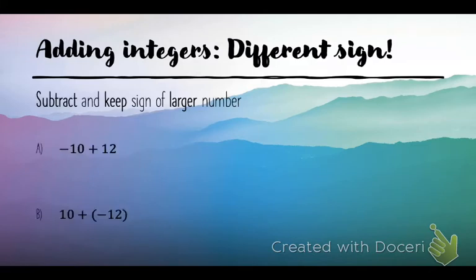Different signs. We subtract and keep the sign of the larger number. So, negative 10 plus 12 are different signs, so I'm going to subtract them. And so when I subtract them, I'm taking the bigger number minus the smaller number. Okay, so 12 minus 10 is 2. And then I'm going to keep the sign of the larger number. So in this case, 12 is larger, so my answer is just positive 2.